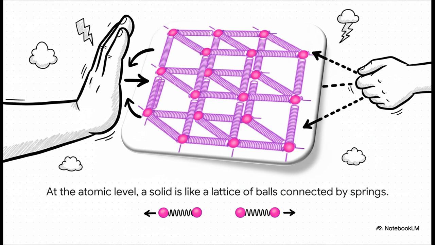What is a solid really? I mean, down at the atomic level? Well, forget thinking of it as just a hard block. It's way cooler than that. Imagine a perfectly ordered grid of tiny balls, and each ball is connected to its neighbors by little springs. Seriously, so when you pull on a solid, you're stretching those springs. When you push, you're compressing them. This one simple idea, this ball and spring model, is the key to unlocking everything else we're going to talk about.